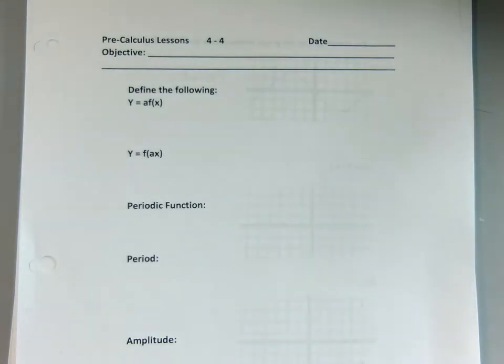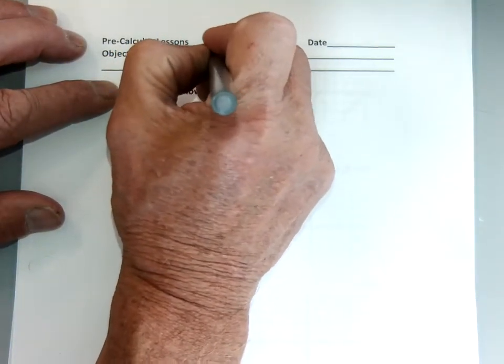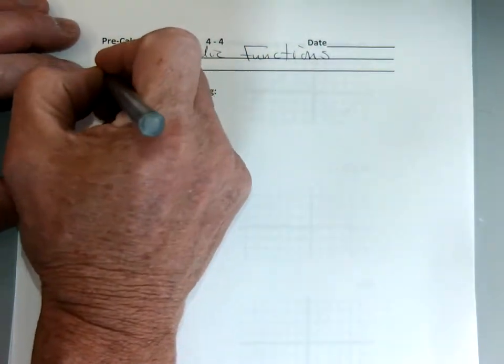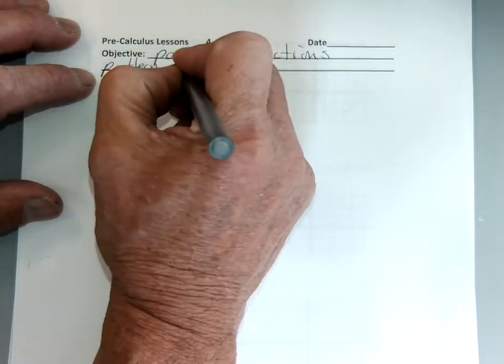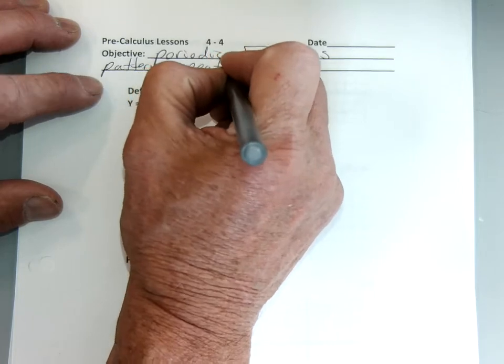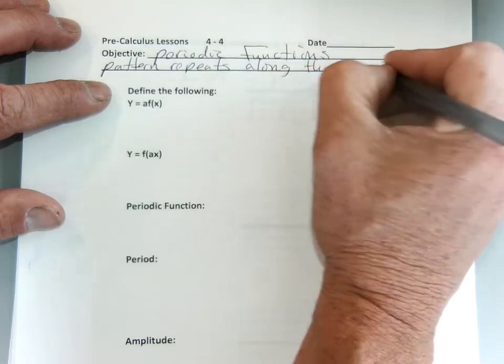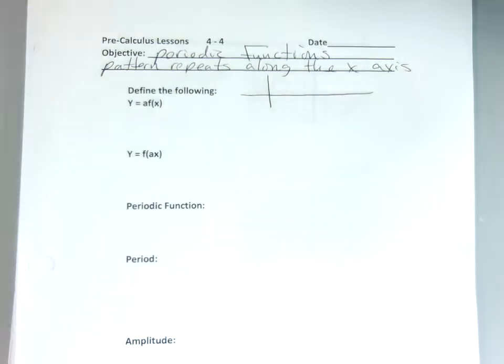Live. Okay, so before we do anything, let's talk about what a periodic function is. So, objective, we're going to talk about periodic functions. It's basically where the graph or the pattern repeats along the x-axis, okay? Sorry it's so sloppy. A periodic function is simply where the pattern repeats along the x-axis.